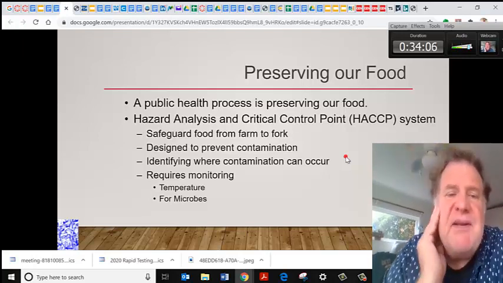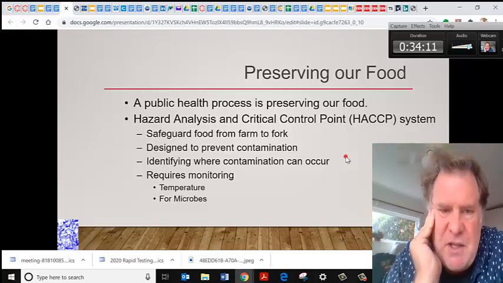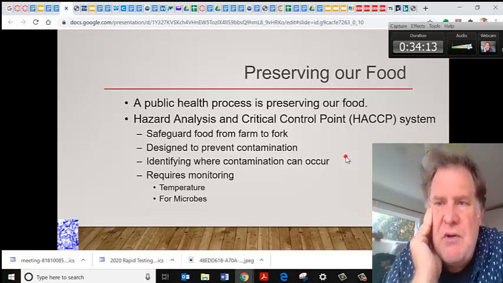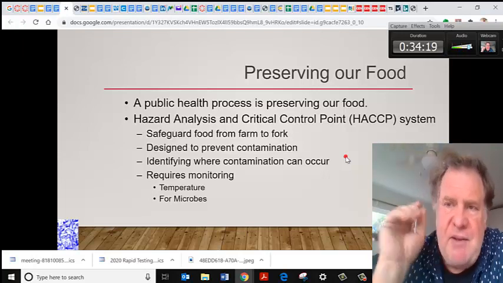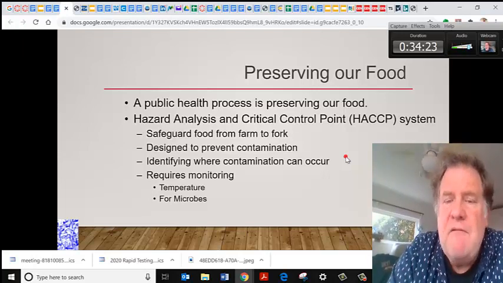And so we have something called the Hazard Analysis and Critical Control Points, or HACCP, system. Basically, the federal government said we have to start looking at our food and the hazards that come with it. I'll talk a little more about this in a second. But basically we're trying to safeguard our food from farm to fork.